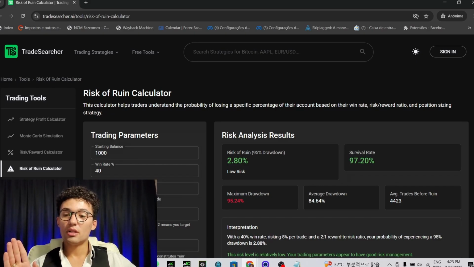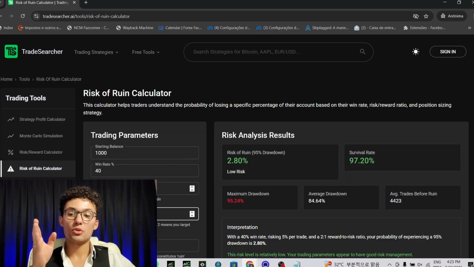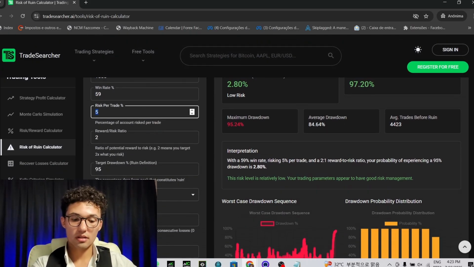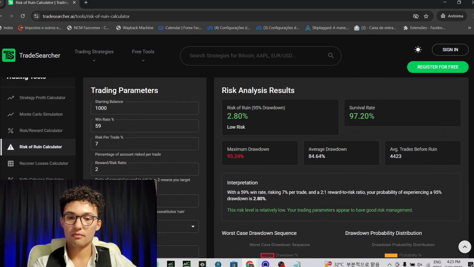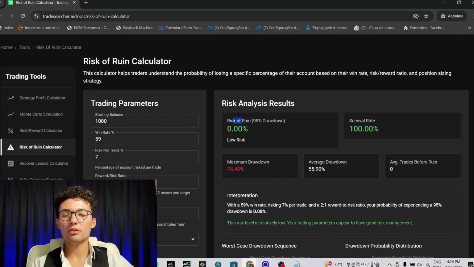You have to pay attention on this, okay? Win rate and reward risk ratio. Why do you have to pay attention on this? Because your strategy probably has different metrics. So you have to come here in this calculator and see what is the best number for you. For example, if you have here 60%, okay, you can maybe even risk 7%, let's say. Oh, you see your risk is completely low here. So it will change based on your strategy, in your win rate, in your risk return. So you have to come here and make this calculation, okay? Now let's go to the next topic.